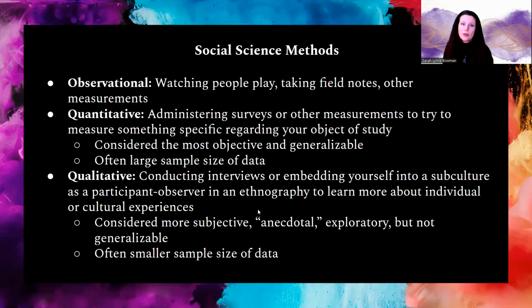Okay, so social science methods. There's observational data, that's watching people play, taking field notes, taking other kinds of measurements. There's quantitative analysis, which is administering surveys or other measurements to try to measure something specific regarding your object of study. So this is the numbers part, where you often see statistics involved. This is considered the most objective and generalizable, and it often includes a large sample size of data.